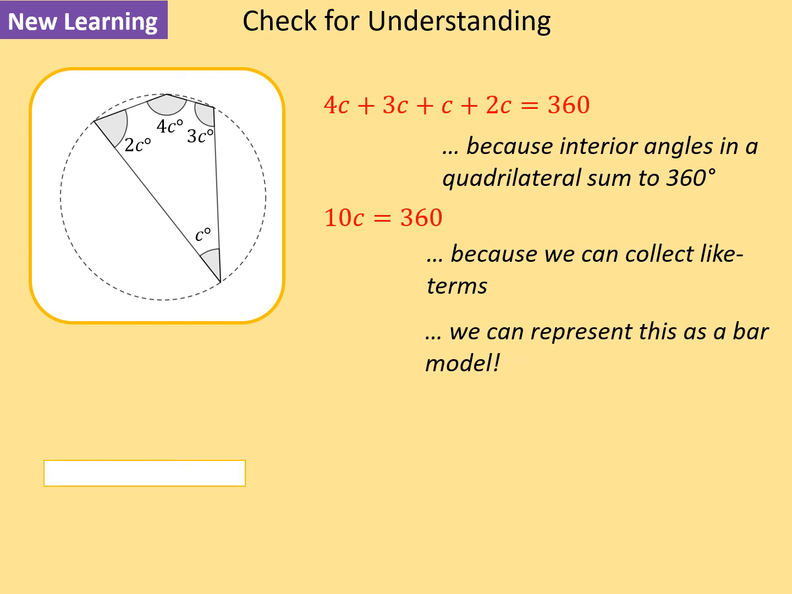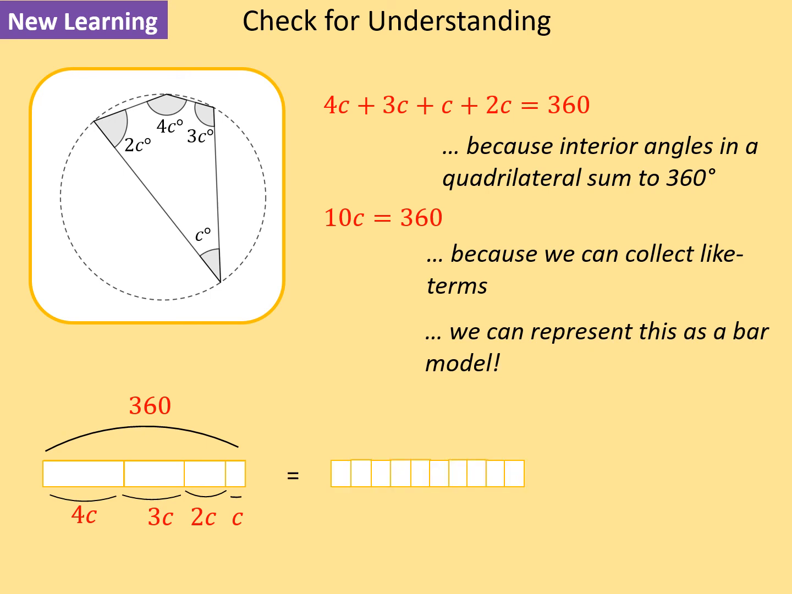So again, we're going to get the whole bar and represent this as 360. We can say that 4c plus 3c plus 2c plus c in this bar model is equal to 360. And what you should hopefully see as well is that 10 lots of c is equal to 360. So we've got 10 equal parts in the bar model that are worth 360 altogether.